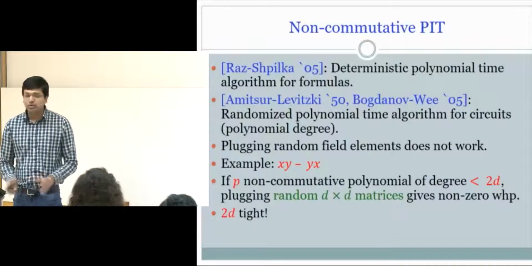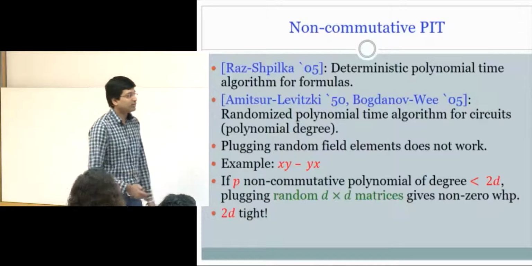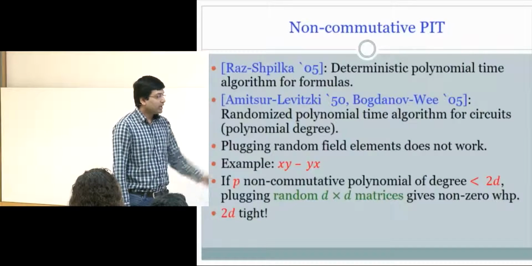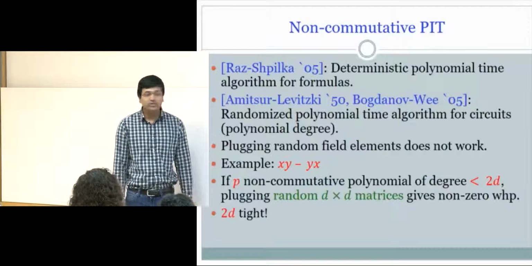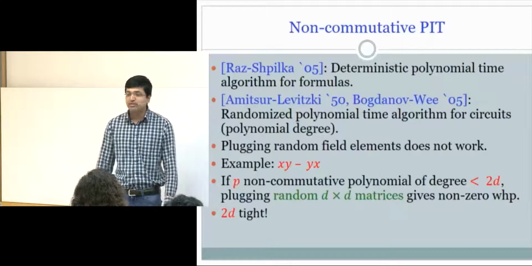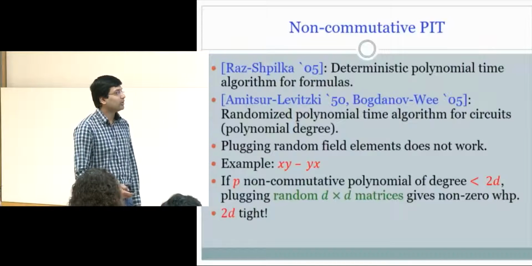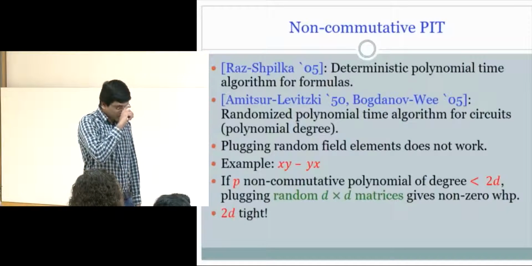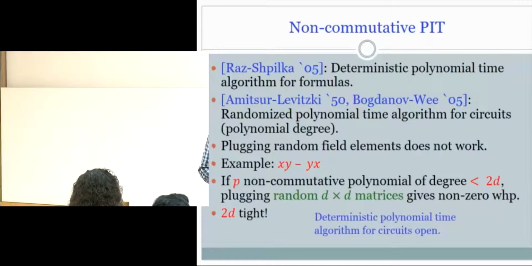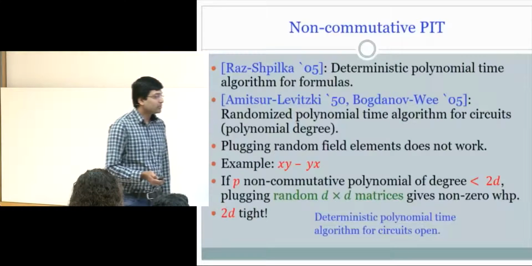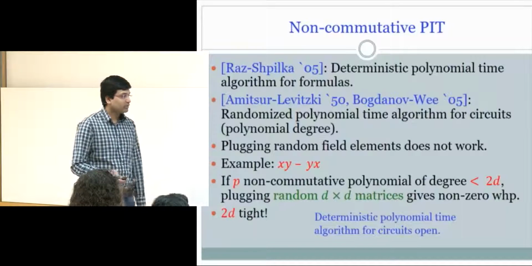The usual assumptions are there: the field is large. And in fact, the 2d bound is tight. There exists a polynomial of degree 2d which vanishes on all d by d matrices. This is the standard polynomial. So this is the setting of non-commutative PIT, and again, a deterministic polynomial time algorithm for circuits is open.